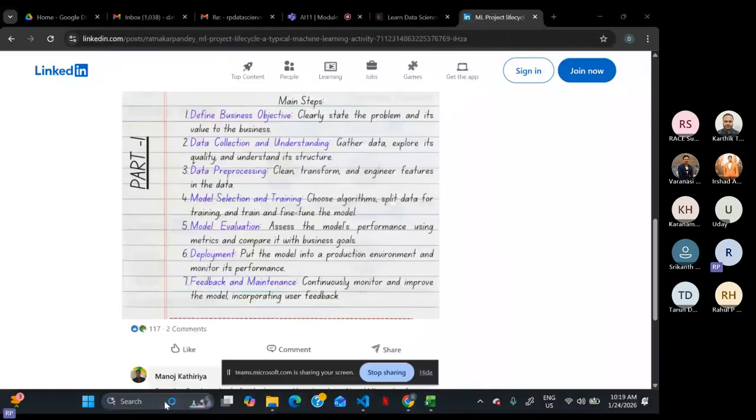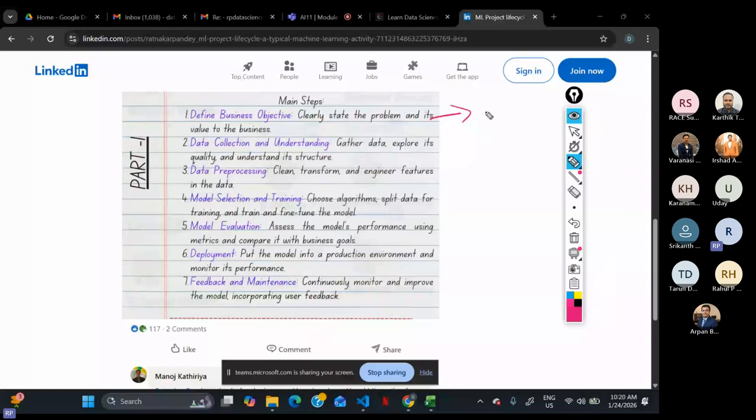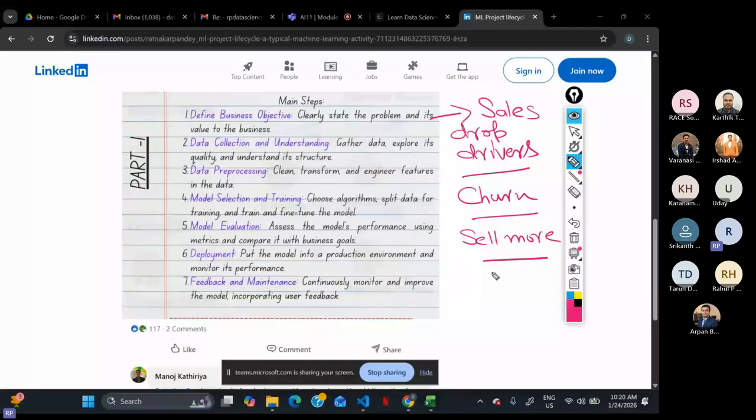It's as simple as whatever will make your business create an impact. It could be as simple as understanding the sales drop drivers, what is causing the drop in sales, or what is causing customer churn. Or how do we sell more of a product? Or how do we lower expenses? It could be any number of business use cases that you're looking at.